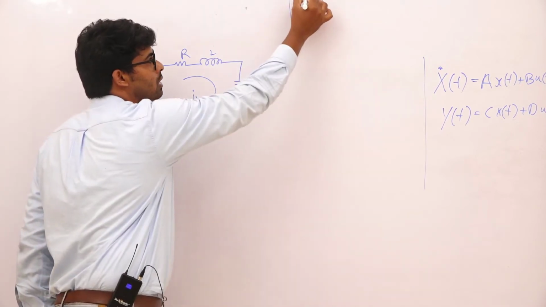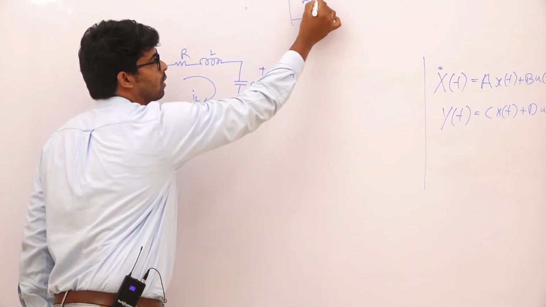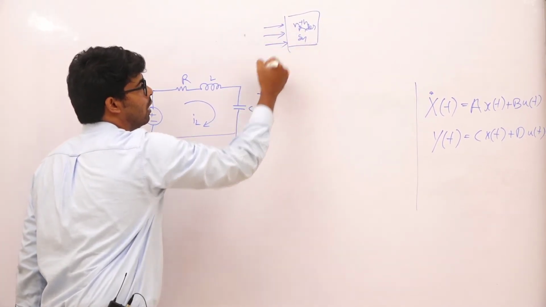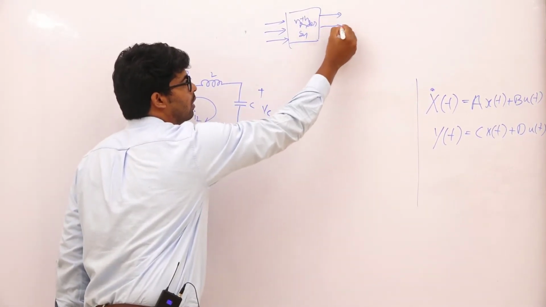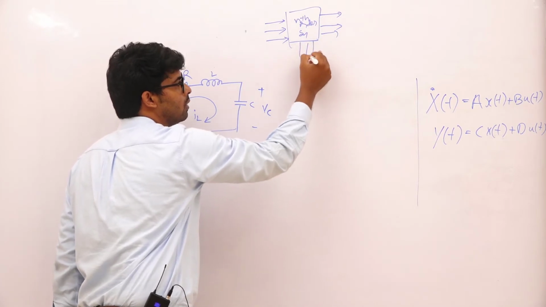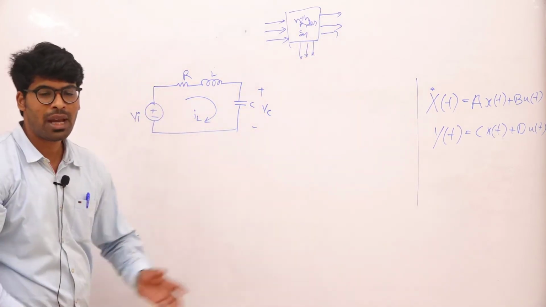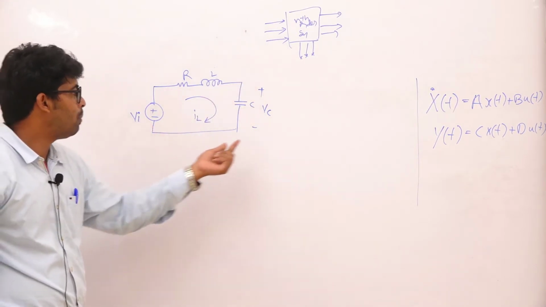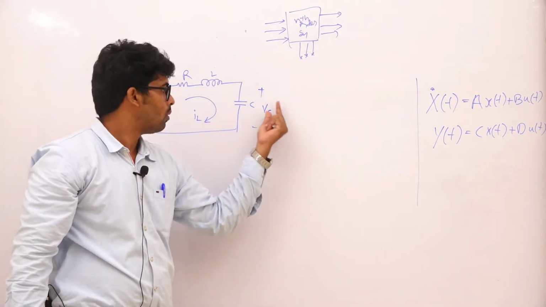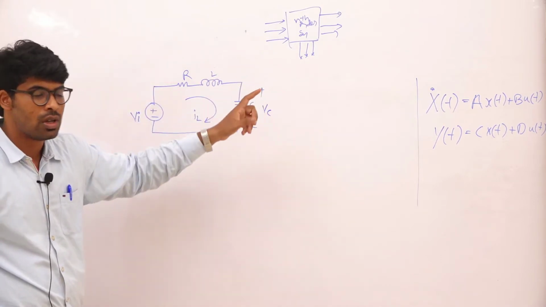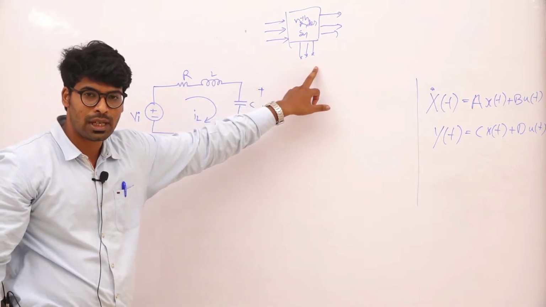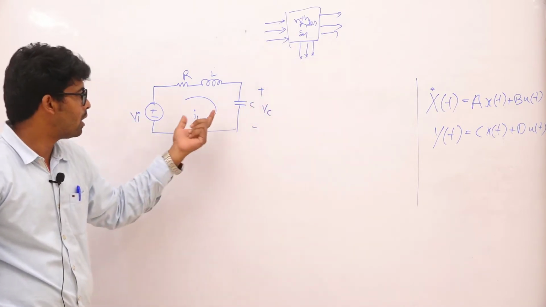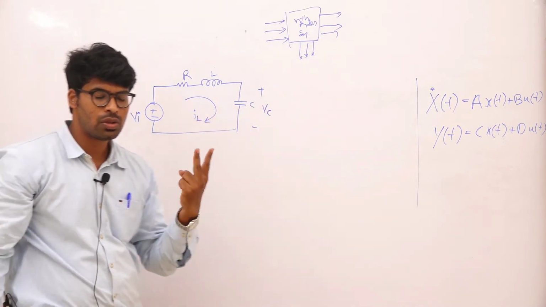Suppose this is an nth order system. For this system, you will have inputs and we will get output based upon the variables. So here my concern is, I am taking one input, that is voltage VI, and one output, that is VC, and state variables. The main thing in designing a state space analysis is to know these state variables. In this RLC circuit, you have two state variables.